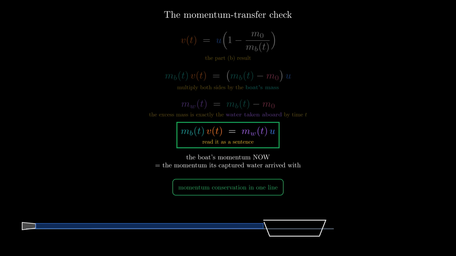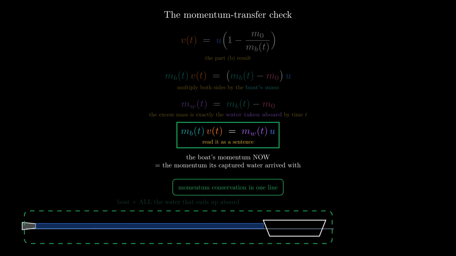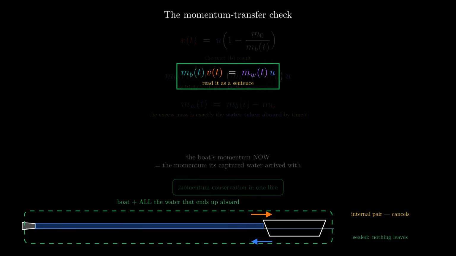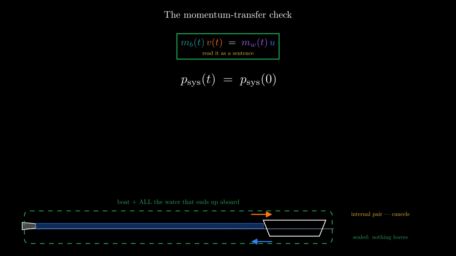Choose as the system the boat plus all the water that ends up aboard by time t. Every collision between jet and boat is then an internal force. The water slams the deck and slows down. The deck kicks back and the boat speeds up. Equal and opposite, canceling inside the system. And because water that lands stays aboard, no momentum leaks back out of the system afterward. So the system's momentum at time t equals the system's momentum at time 0.